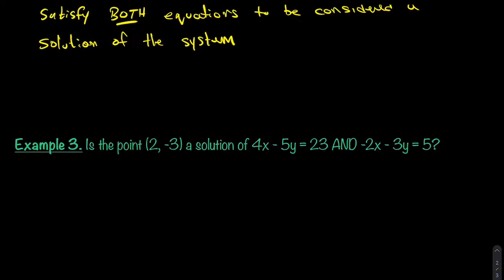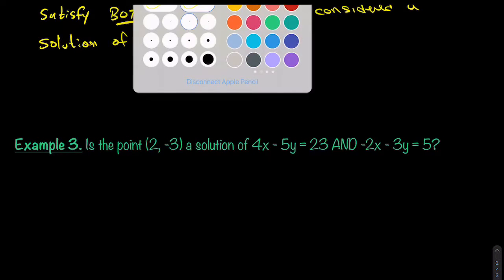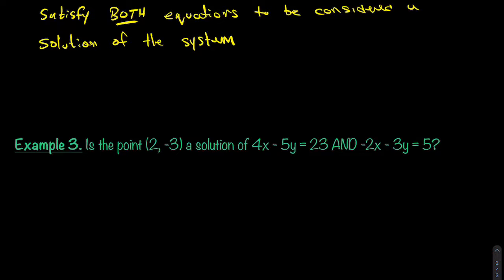So let's look at an example of this. Is the point 2, negative 3 a solution of 4x minus 5y equals 23? We'll call this equation 1, and negative 2x minus 3y equals 5. We'll call this equation 2. So the only way for this to be a solution is if number 1 is happy and number 2 is happy: if the left-hand side equals the right-hand side for both.